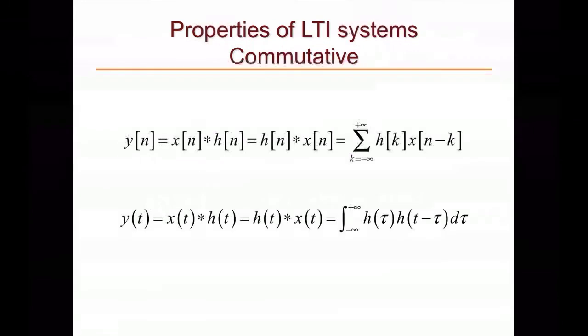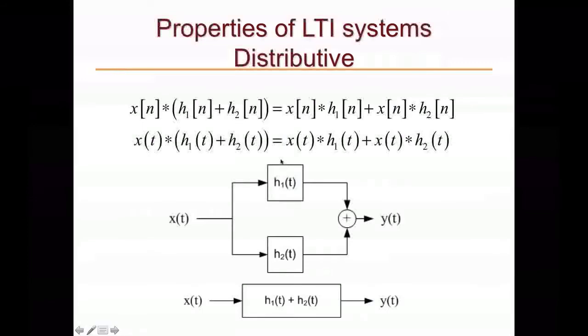Now let's talk about the properties of LTI systems. LTI systems have properties just like linear algebra. That is, if you can calculate output y[n] or y(t) from input x and the system h, then you can switch sides. There is a commutative property. There is a distributive property.